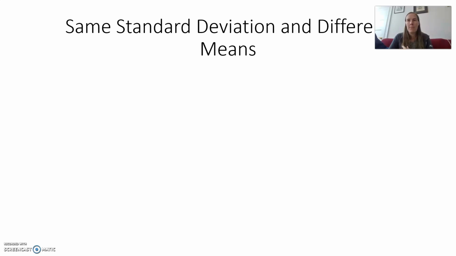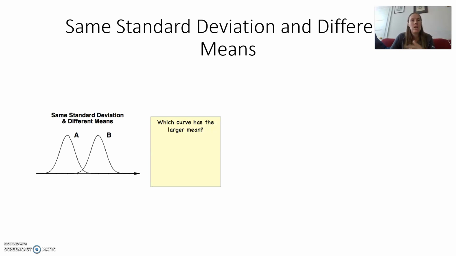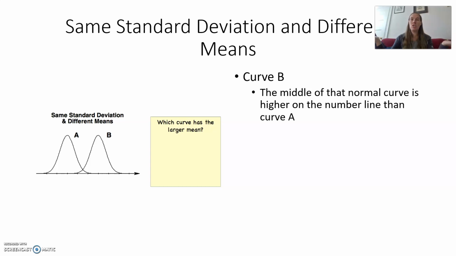We're going to look at a couple things and see what we can figure out. These two curves have the same standard deviation, so the same spread of the data, and different means, so different averages. Which curve do you think has the larger mean? It should have been curve B. Curve B has the larger mean because notice how it is further on that number line than curve A. So that tall point is further along.